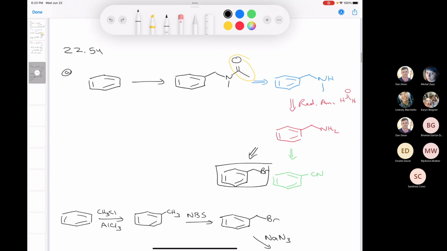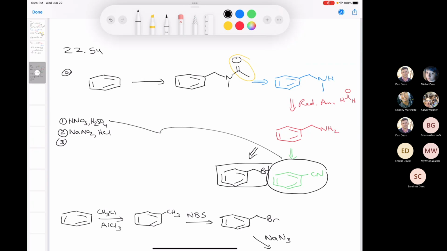If you wanted to proceed through the nitrile, what you would do in this case is step one, you treat benzene with nitric acid and sulfuric acid. That would install the nitro. Then you would reduce the nitro. Or sorry, you do the diazotization. So you treat it with sodium nitrite and HCl. So then you have the diazonium salt. Then you treat it with copper(I) cyanide to make benzonitrile.